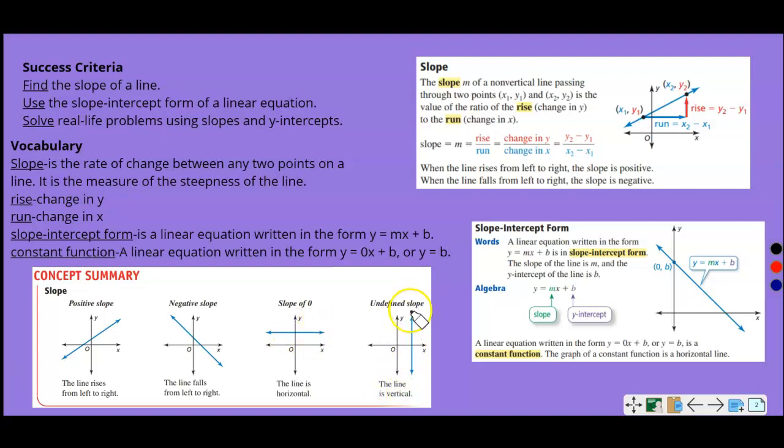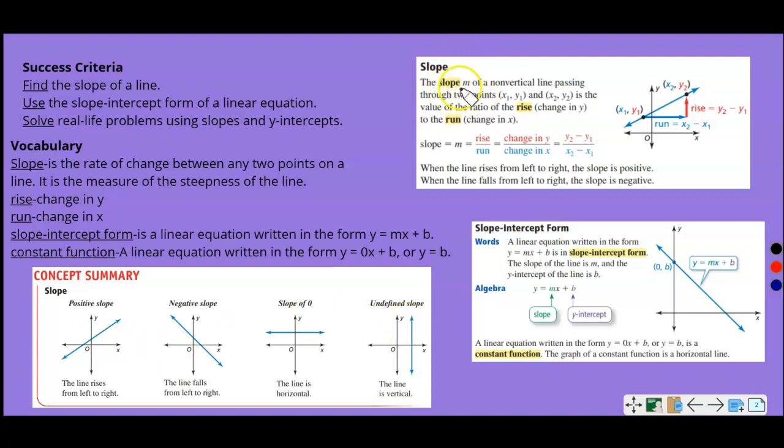If it's a vertical line, it is undefined. So you cannot have a vertical line that has a slope because you'd have to divide, and you can't divide by 0. We'll get into that a little bit later, but these are the different ways you will see lines, and you will have to determine whether it has a positive, a negative, a 0, or an undefined slope.